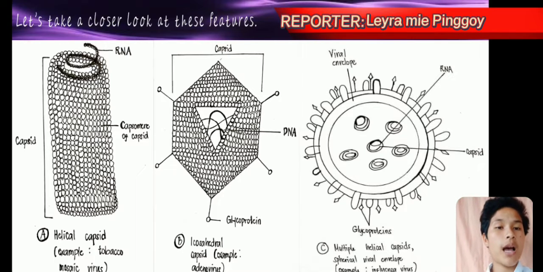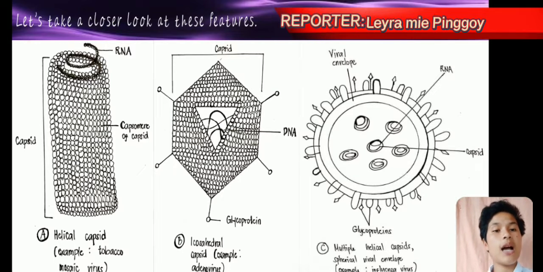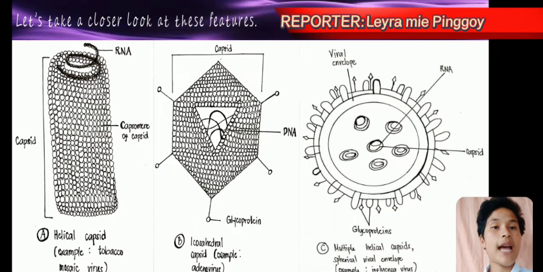An example of an icosahedral capsid is the adenovirus. As you can see in the second illustration, inside the capsid is a DNA, and outside the capsid is a glycoprotein. Now it has a glycoprotein.